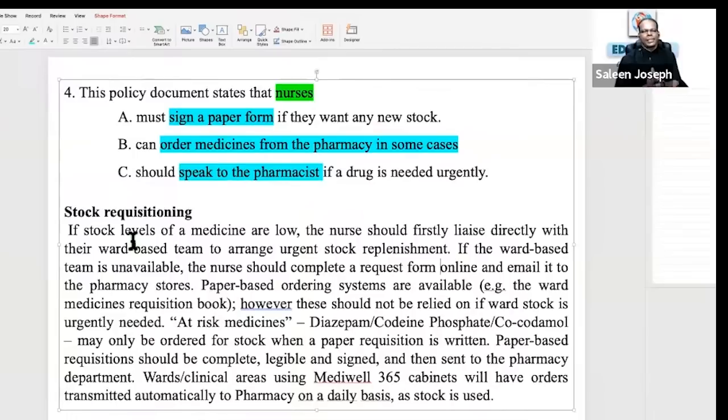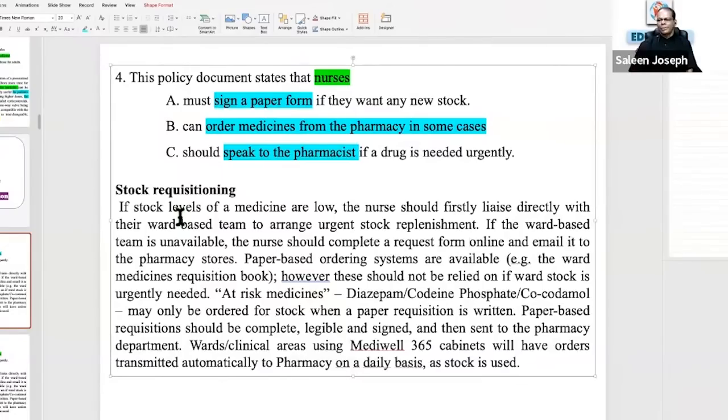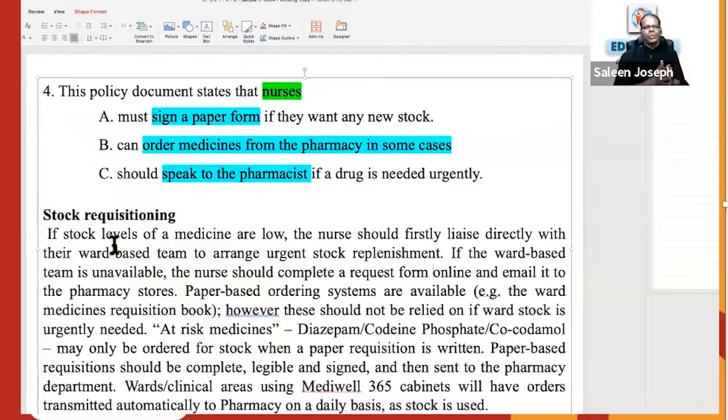pharmacy stores. The first sentence says what is to be done. If stock levels of a medicine are low, what is the nurse supposed to do? The nurse should firstly liaise directly with their ward-based team to arrange urgent stock replenishment. First, normal course of action is to approach the ward-based team. If the ward-based team is unavailable, there is an exception. Normally, you are supposed to approach the ward-based team for medicine, not the pharmacy.